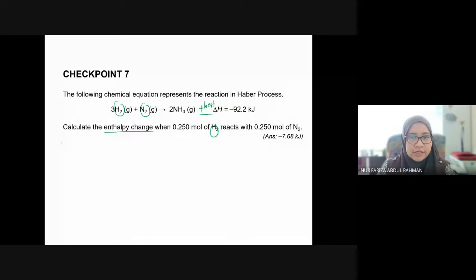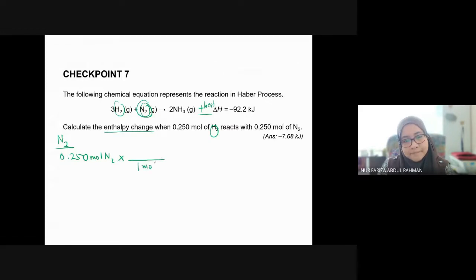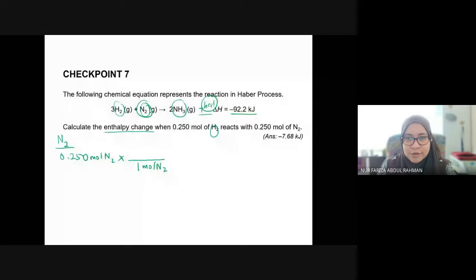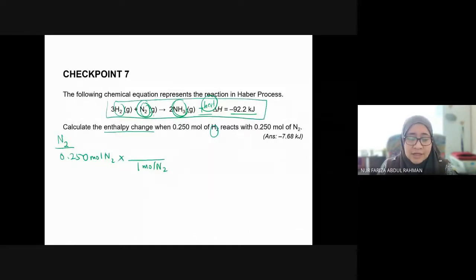So we're going to start with nitrogen first, since it's written first as N. So 0.250 mole of nitrogen. From the equation, 1 mole of nitrogen will release, because heat is one of the products. You can also use NH3, it's not a problem, because you will still get the same limiting reactant. Don't think that using NH3 or heat will produce a different limiting reactant. It can't, since it's from the same balanced equation. So they should have the same limiting reactant.